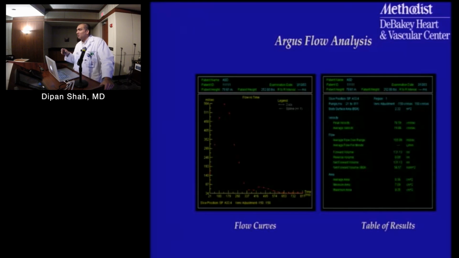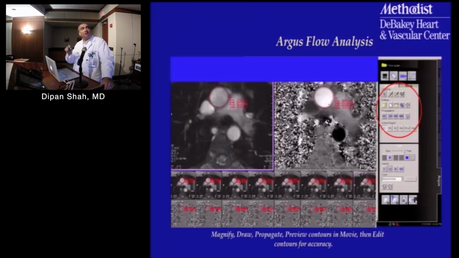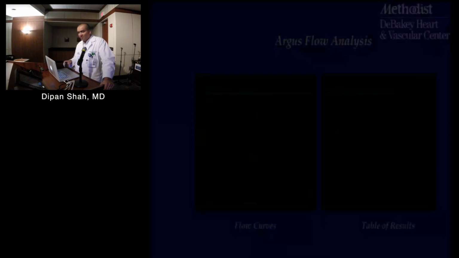We can also see a curve which shows us just what the velocity is over time, either the mean velocity, which is the average velocity of all the pixels that you've drawn, or the peak velocity, which would be the highest velocity of any given pixel within this area here. So there are different ways of doing it.